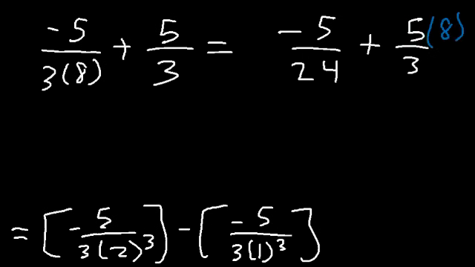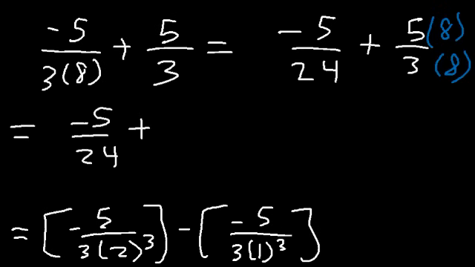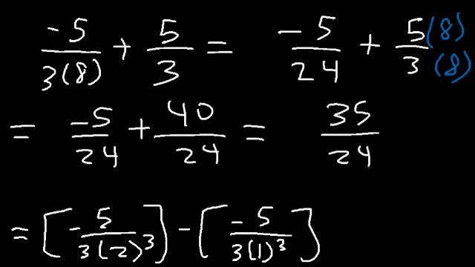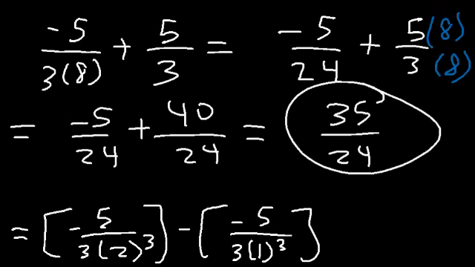Let's multiply this fraction by 8 over 8. So now this is negative 5 over 24 plus 40 over 24. And 40 minus 5 is 35. So the final answer should be 35 divided by 24.